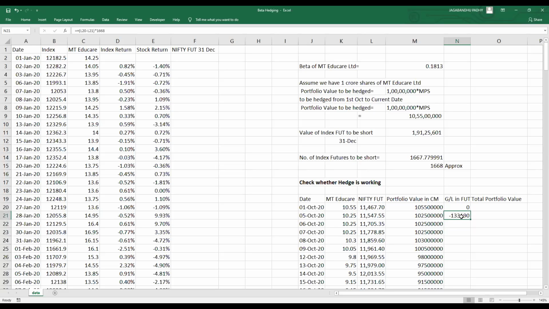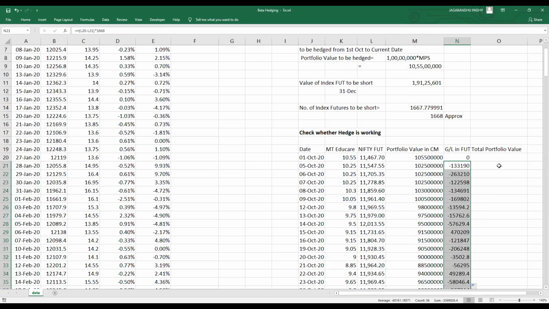Sir, this way, right? Because an increase in price should be a loss. So this way, an increase in price is giving a loss. Correct. So this is the correct way. Let's just drag it fully, and we observe that these are the gains and losses.